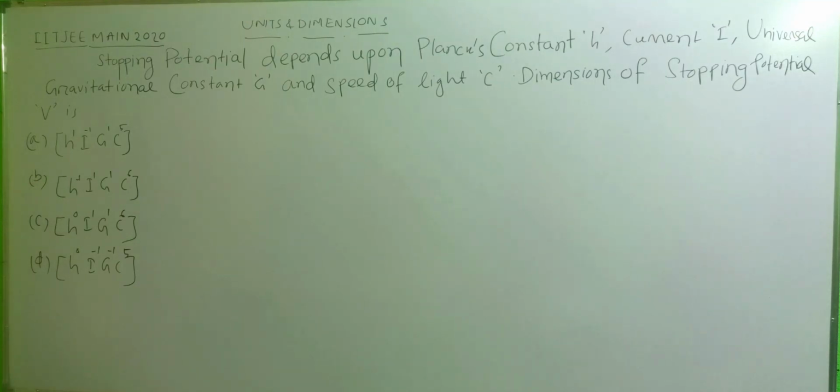Students, this question was asked in the year 2020 in IIT JEE Main from the chapter Units and Dimensions. Stopping potential depends upon Planck's constant h, current I, universal gravitational constant G, and speed of light c. We have to find out the dimensions of stopping potential V.